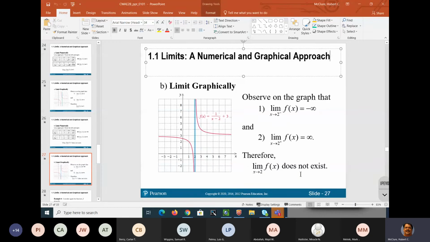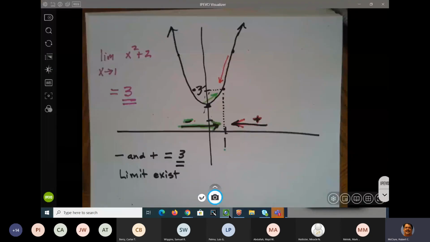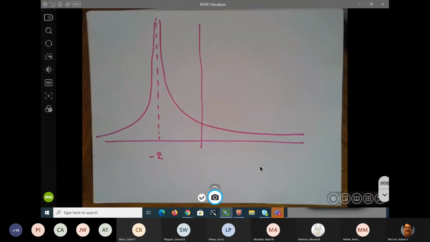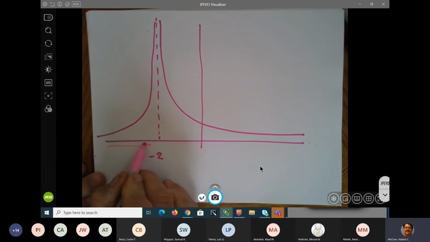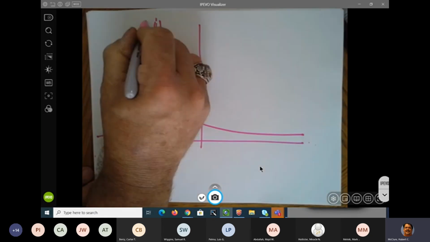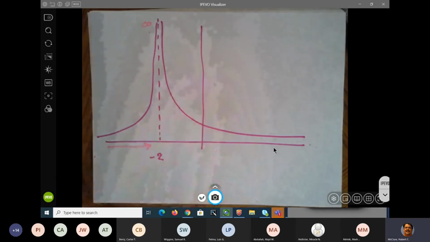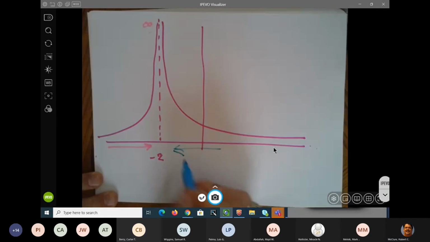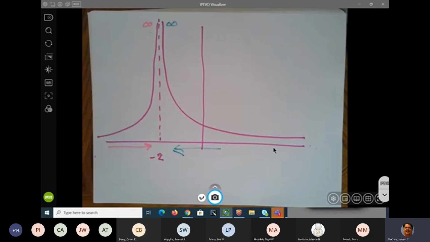What's happening as I approach -2 from the left? I get positive infinity. What happens when I approach -2 from the right? You get positive infinity. So the limit as x approaches 2 is positive infinity, because these two are equal to each other. If the limits equal each other, you have a limit. If they don't equal, it's not a limit. It does not exist.